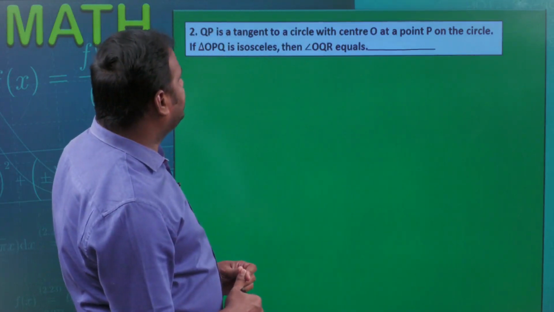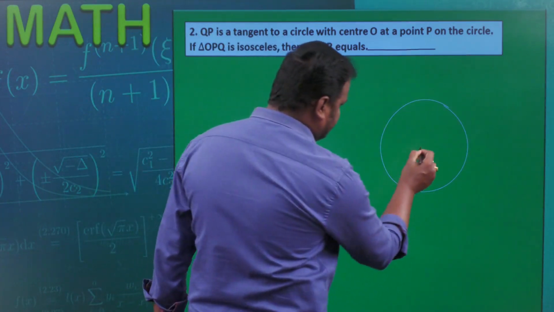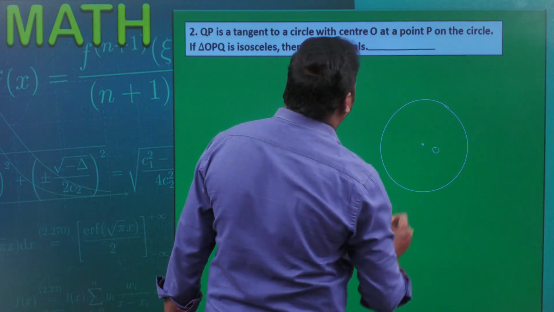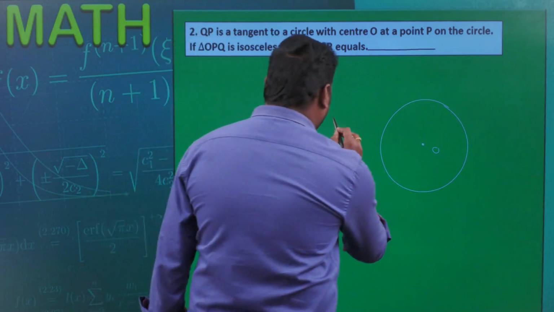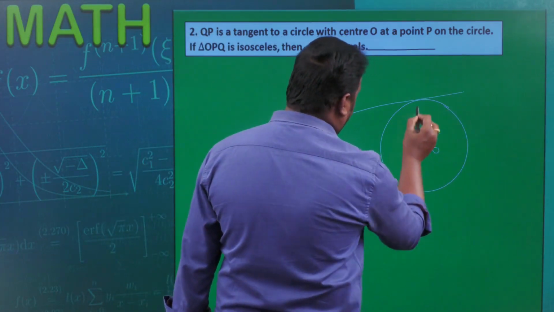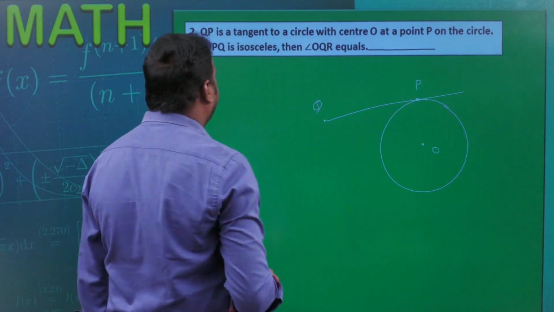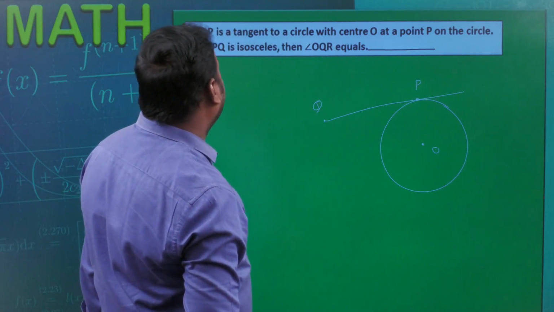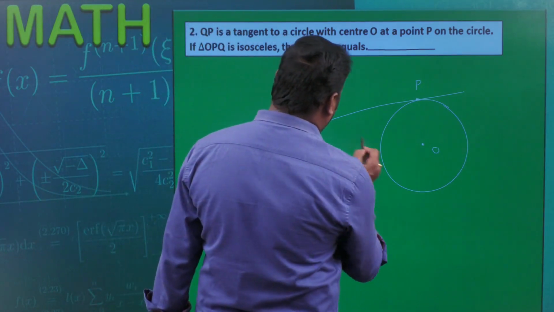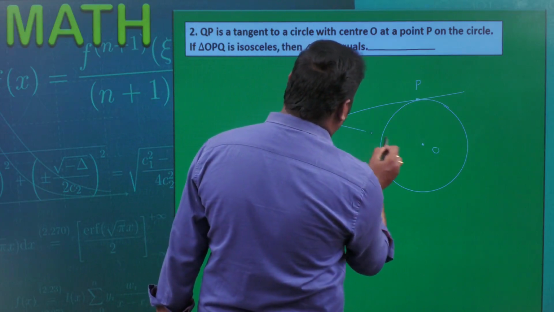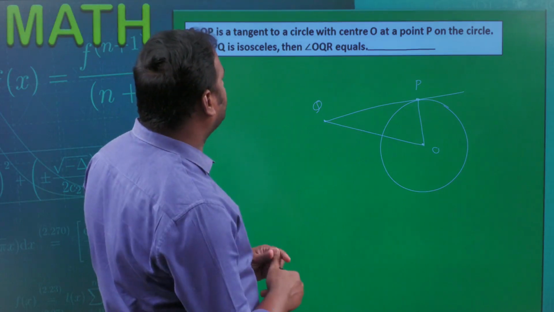Coming to the next one, QP is a tangent to a circle with center O. So for example, this is a circle with center O, and QP is a tangent to circle O at a point P on the circle. So this is one tangent at a point P, and this point is obviously Q, right? If triangle POQ is isosceles, it means I will have to join this and this. POQ is isosceles, then angle OQR is equal to what?